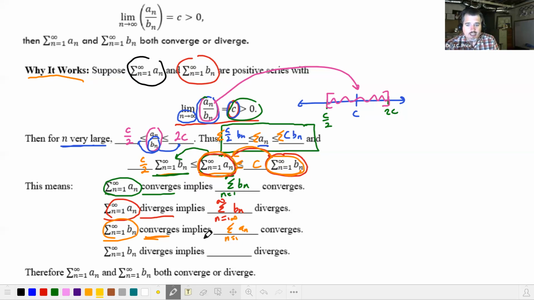And then finally, if we take this last statement, the sum of these b sub n's, and they diverge, it's going to imply what? Well, look, here's the sum of the b sub n's. If they diverge, it means they add up to infinity, because remember, these are positive series. If this guy diverges, multiplying it by a constant still diverges, but it forces that series to diverge. And so you get the sum from n equals 1 to infinity of a sub n diverging too.